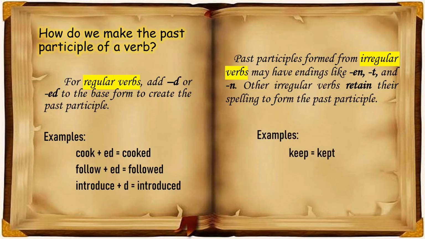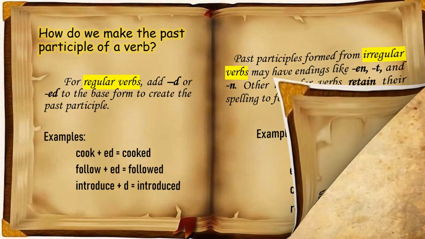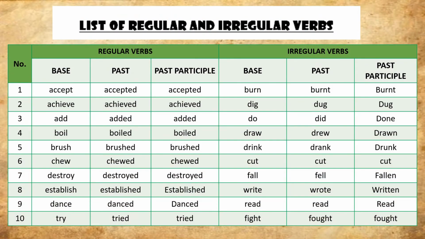Examples are keep, past participle kept; eat, past participle eaten; caught, past participle is caught, it's retained; and another one, read, the past participle is read. Take note that the spelling of read in base form and past participle are the same, but they are pronounced differently. Again, base form is read and past participle is read. We have numerous examples of past participle of regular and irregular verbs over here. These are just some, there are more on the list which I wouldn't be able to show you all at once. Take note that you must be familiar enough with this past participle form of the verb.